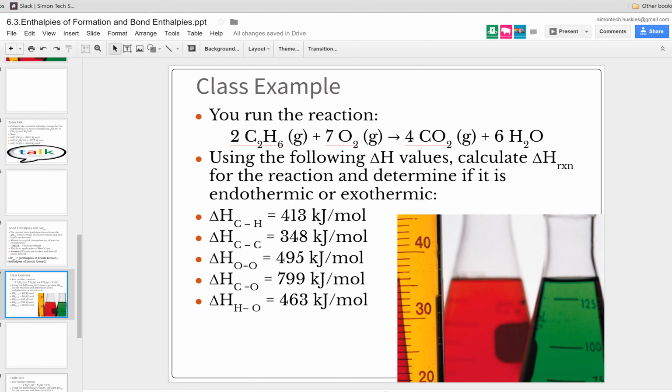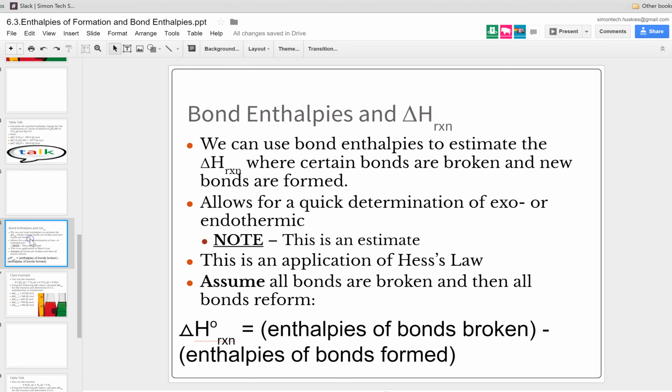Okay, now getting to the stuff that is really, truly important. If we're running a reaction here where 2 moles of ethane are combusted to produce carbon dioxide and water, we want to use the following bond enthalpies to calculate the delta H of the reaction and determine if it's an endothermic or exothermic reaction. Fortunately, we've addressed the fact that we can use bond enthalpies to estimate the delta H of reactions, where certain bonds are broken and new bonds are formed.